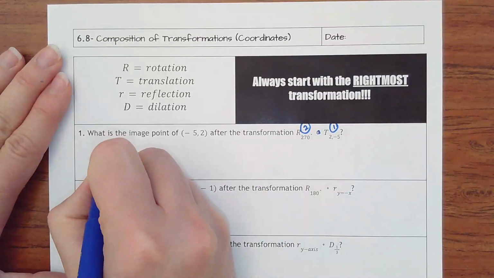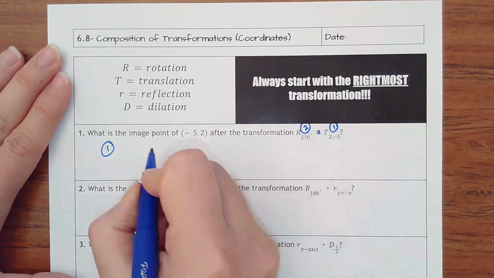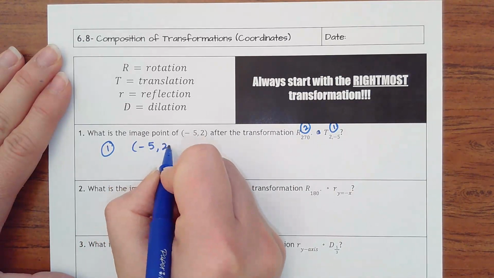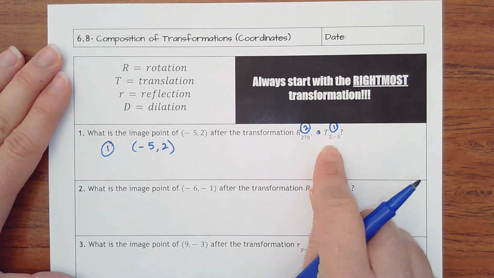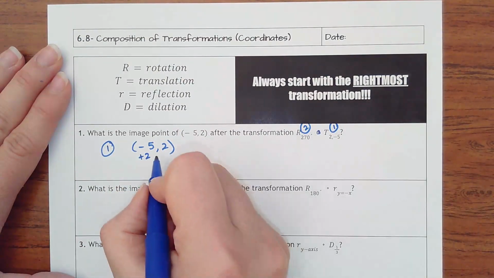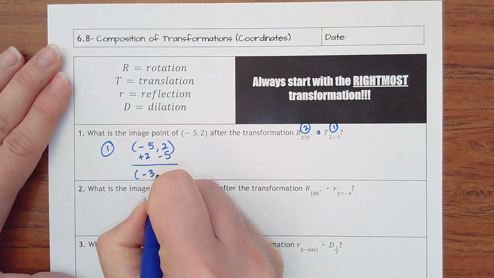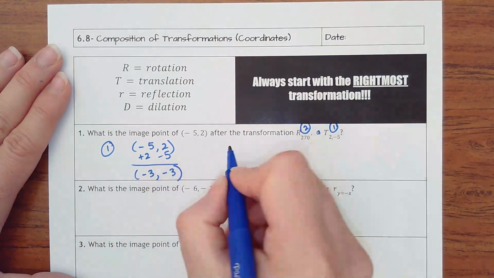So number 1, we have to do a translation of 2, -5. What that means is take our point, and if it's 2, we're going to go right 2, so we'll add 2, and then the -5 means go down 5. So then that would be -3, -3.